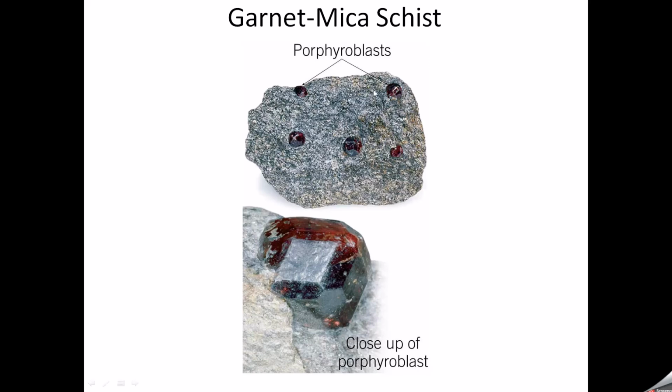Here are the porphyroblasts. So we have garnet crystals, these garnet crystals, floating on mica schist. This rock is a schist, metamorphic schist, made up of mica and has crystals of garnet. So that's what we call porphyroblasts. Okay.